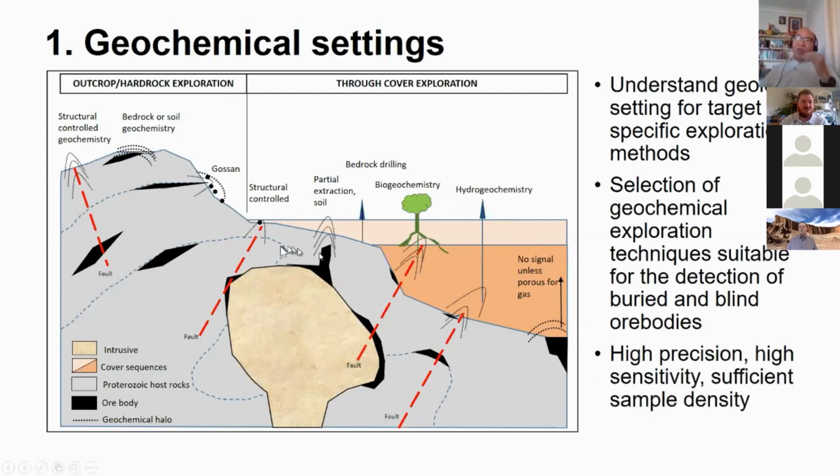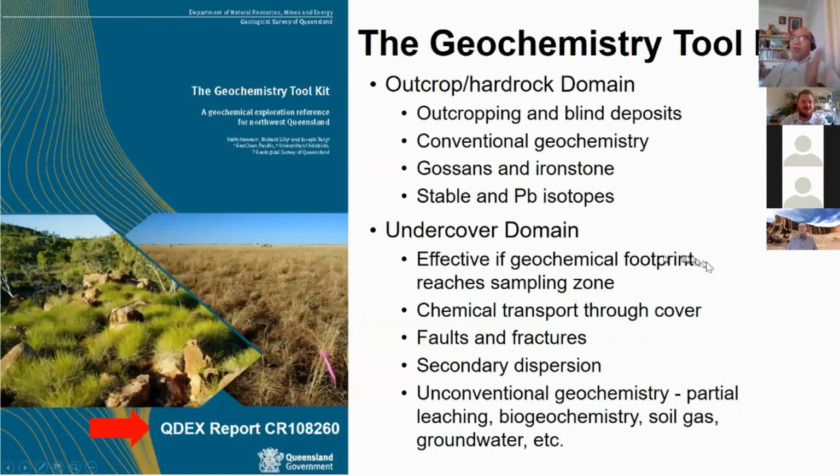And what's needed, especially in those deep-seated and undercover deposits, is high precision, high sensitivity, and samples dense enough, so that these very weak signatures could still be picked up at surface itself. This leads us to what the geochemical toolkit is. Basically, the geochemical toolkit summarizes what I've spoken about in the previous few slides.